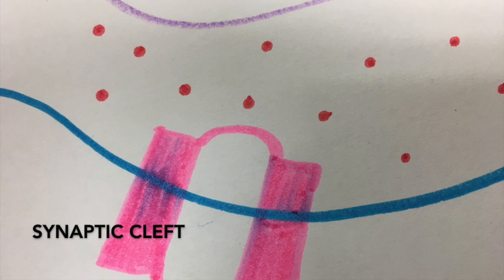The second part of the neuromuscular junction is the synaptic cleft, a small space between two neurons where neurotransmitters are released.